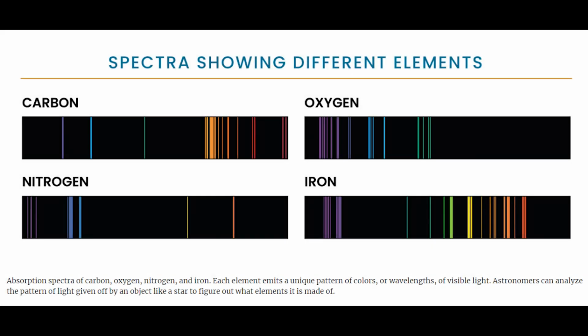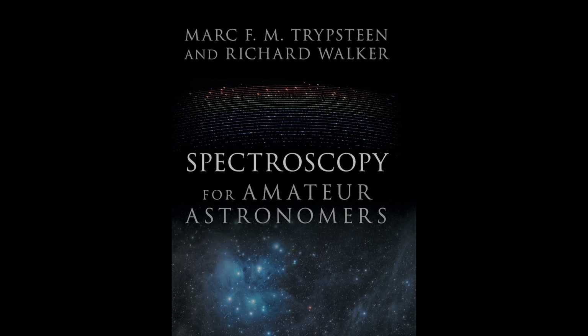Spectroscopy is used for all spectrums and encompasses various approaches depending on the type of outcome needed. It involves measuring accurate wavelengths of emission and absorption lines, relative strength or equivalent widths of emission or absorption lines, shapes of emission or absorption lines, or spectral energy distribution of the continuum radiation. For more reading, you can refer Spectroscopy for Amateur Astronomers by Mark Tripstein and Richard Walker.